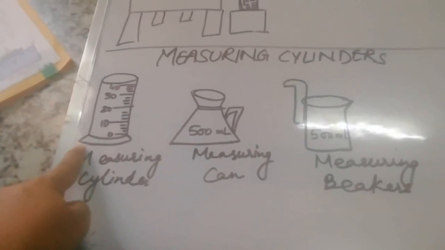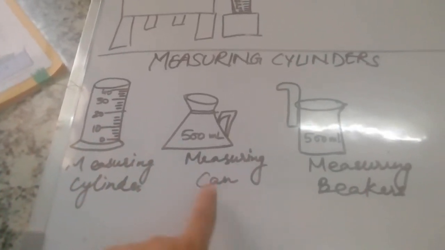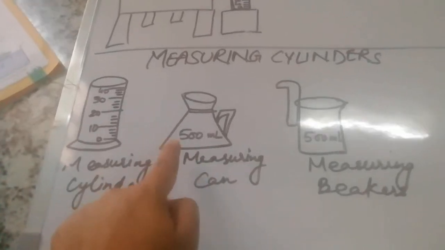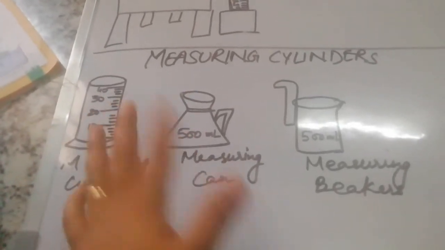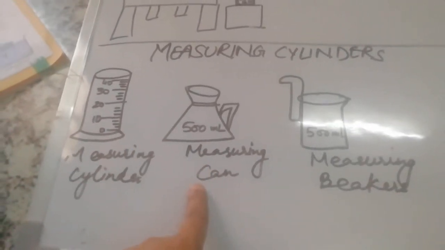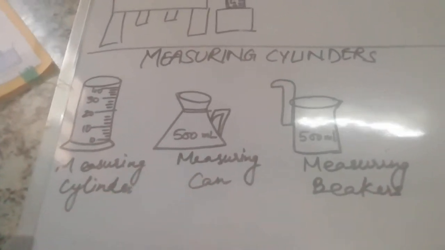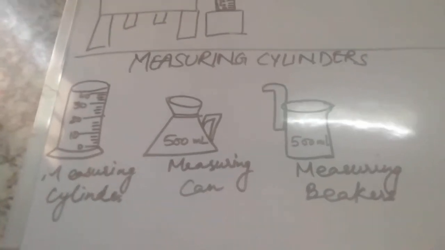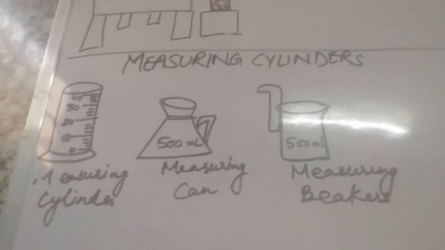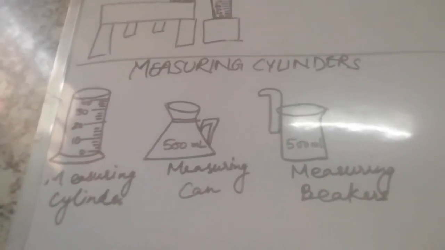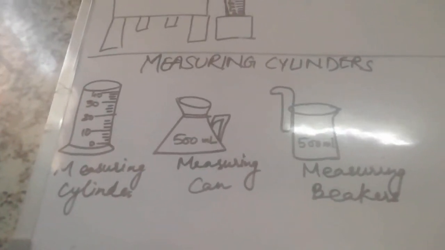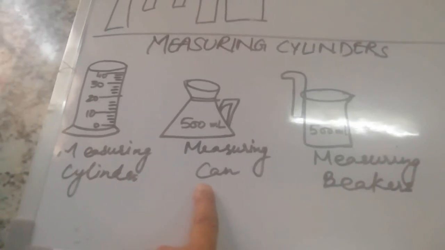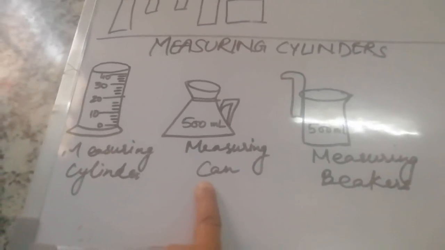Now measuring can. What is a measuring can? This can is also labeled. It also has a fixed quantity like 500 ml, 100 ml, 50 ml, likewise. And this measuring can is used by whom? This measuring can is used to measure kerosene oil or lubricants. You must have seen the person who is selling the kerosene oil or the lubricant oil using these types of can, which are known as measuring can.